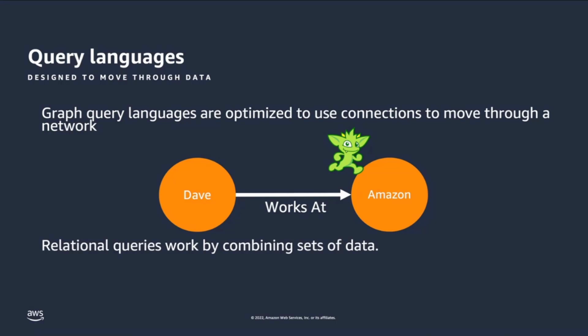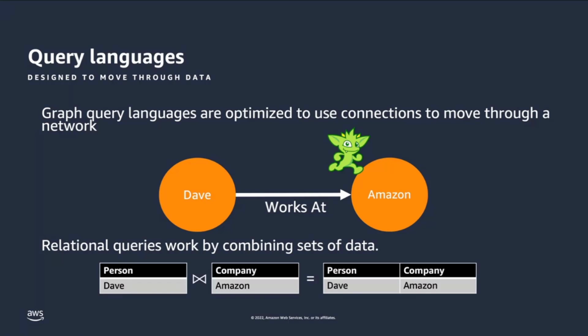If we want to contrast this with something like a relational database, relational databases work on relational algebra, set algebra, and they work by combining sets of data. So in the same example, I would probably have a table called something like person and a table called something like company. I would perform a join on this in order to get the fact that Dave is a person who works at a company, through some sort of foreign key between those tables. At its very core, that's how relational databases work, as opposed to moving from point A to point B in a graph.